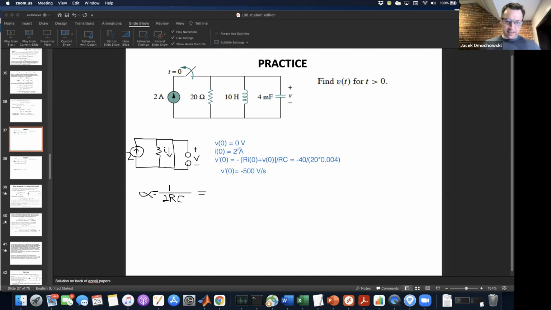Which here ends up being, let's see, 1 over 2 times 20 times 0.004, which works out to be 6.25.